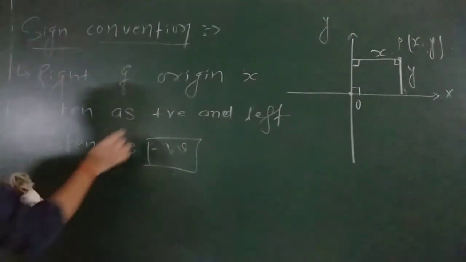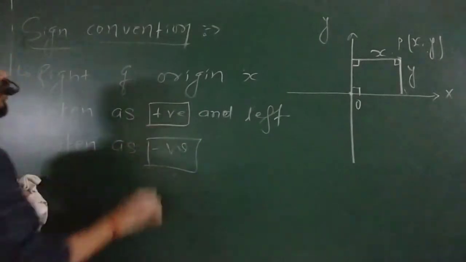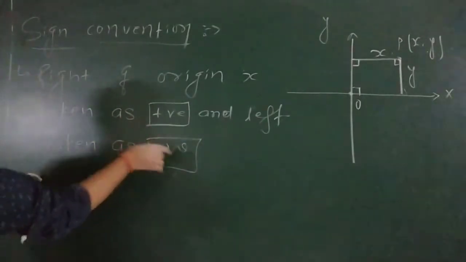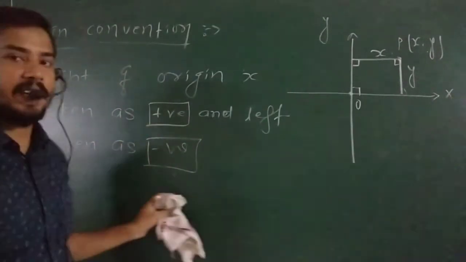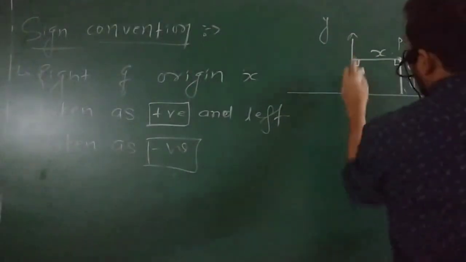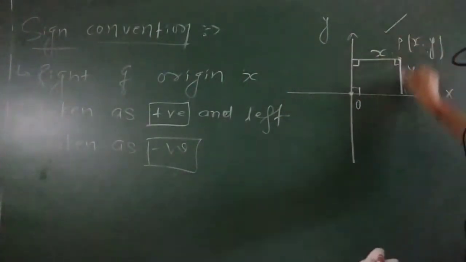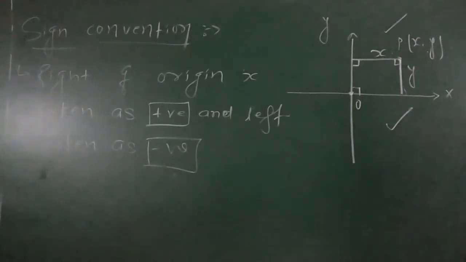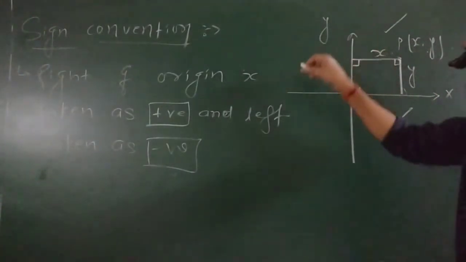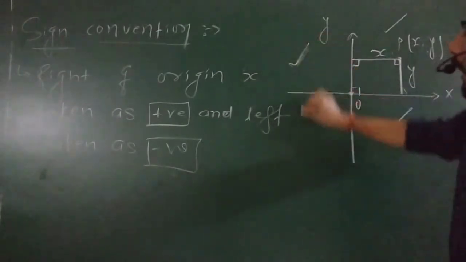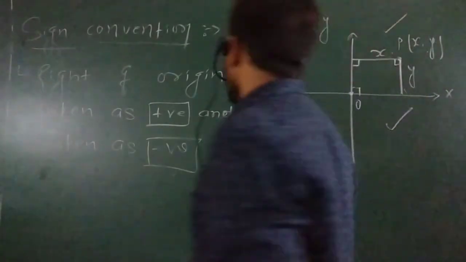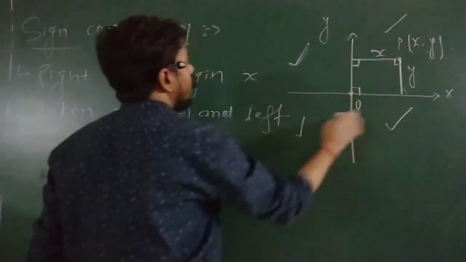My dear, right of origin, x is taken as positive, and left of origin, x is taken as negative. Now see, this is the origin. So right of this origin means here and here x should be positive, and left of this origin means here and here x should be negative. So this is the first and fourth quadrant.